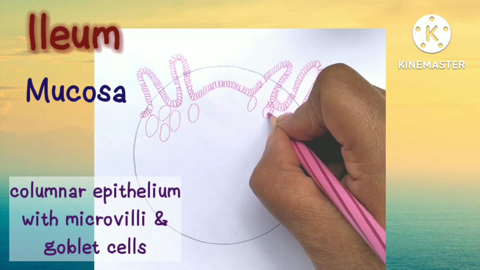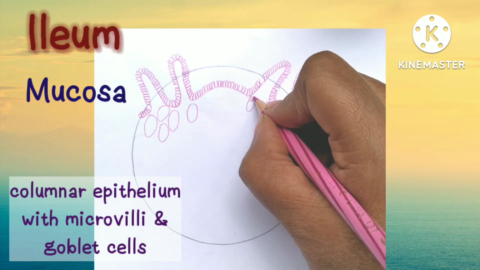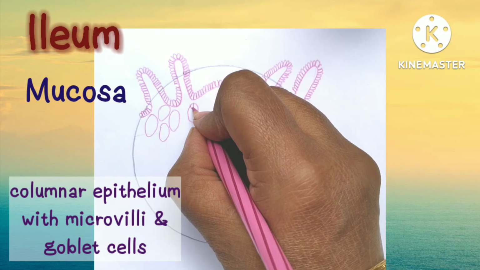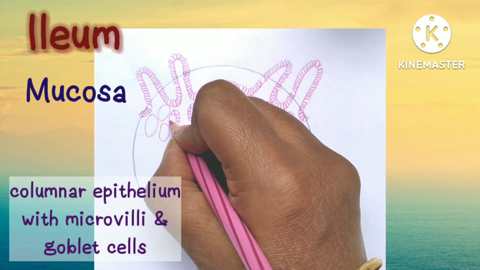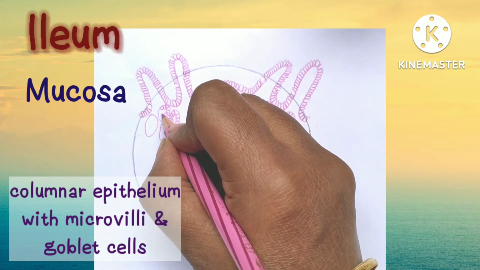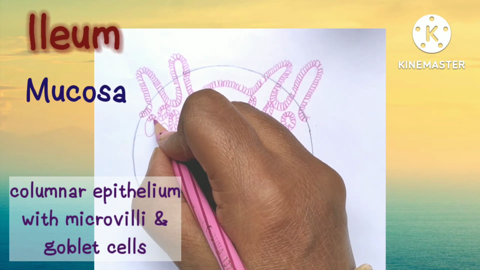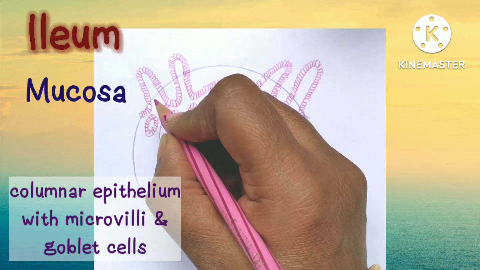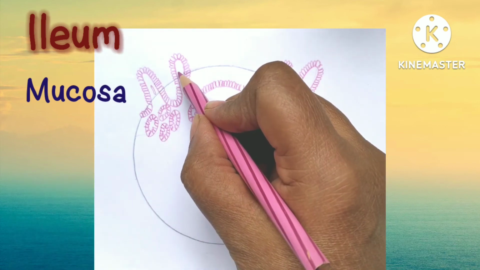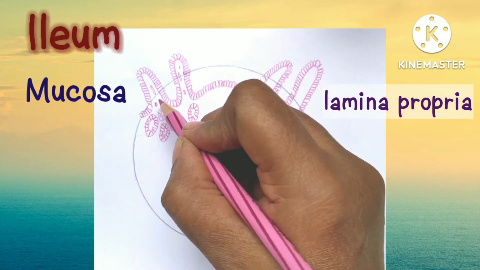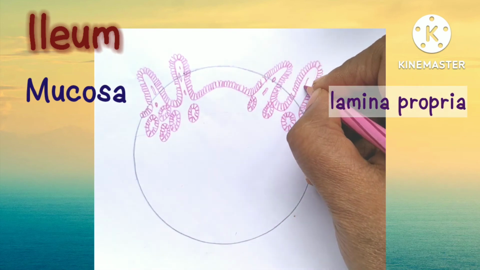So write the crypts also, and it is almost equivalent to the lymphatic nodule. That much lymphocytes will be present in the ileum. But the only thing, in the lymphatic nodule you don't have villi, like in lymph nodes and lymphatic organs. Here in the ileum you can identify the villi and also a lot of lymphatic aggregates in the lamina propria. That's how we can identify the ileum.